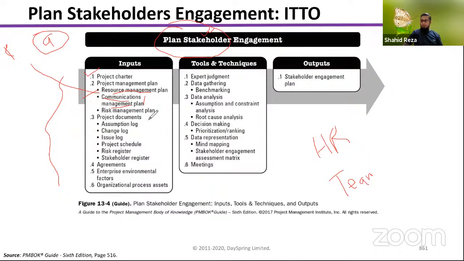Then the risk management plan. We will see this plan in detail in the risk chapter. We need to consider this because a lot of risks can be generated from the stakeholders also. And for risk management, sometimes we will use third-party vendors or suppliers to handle and manage risks. So that planning will help you identify the stakeholders for whom you have to plan the engagement plan.